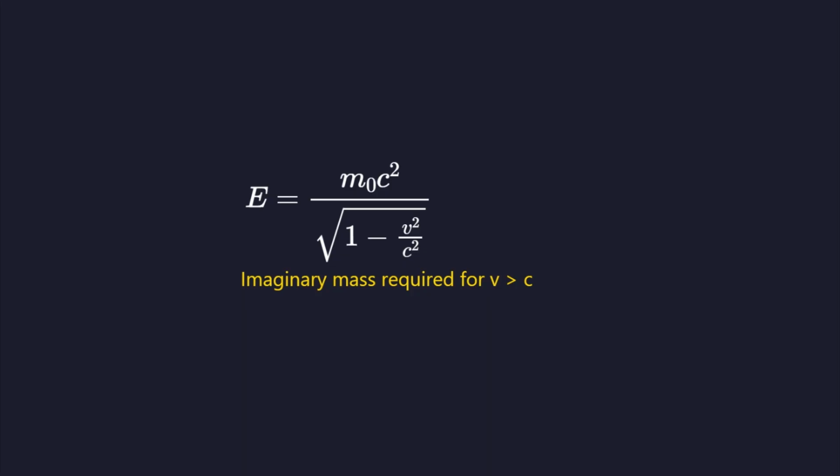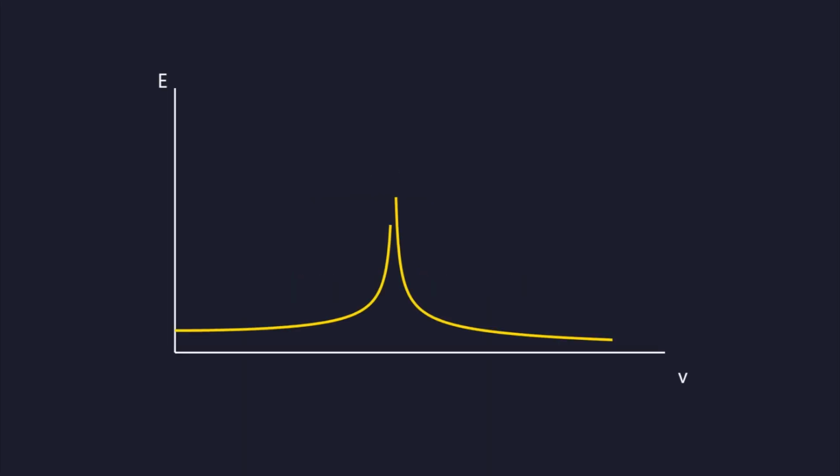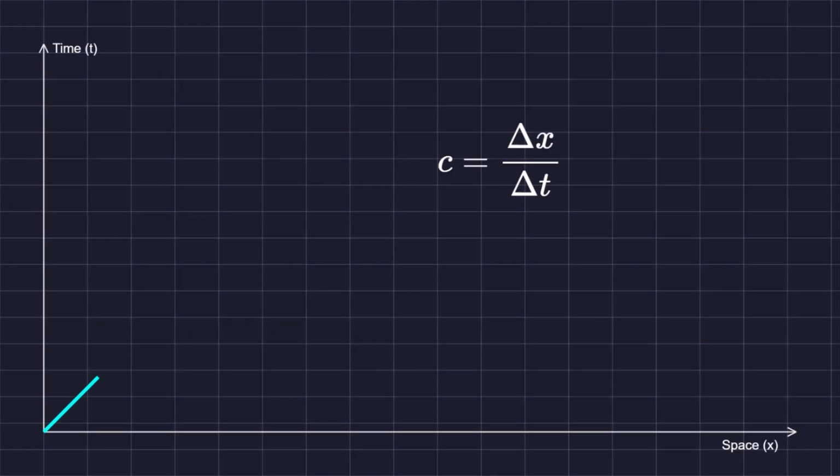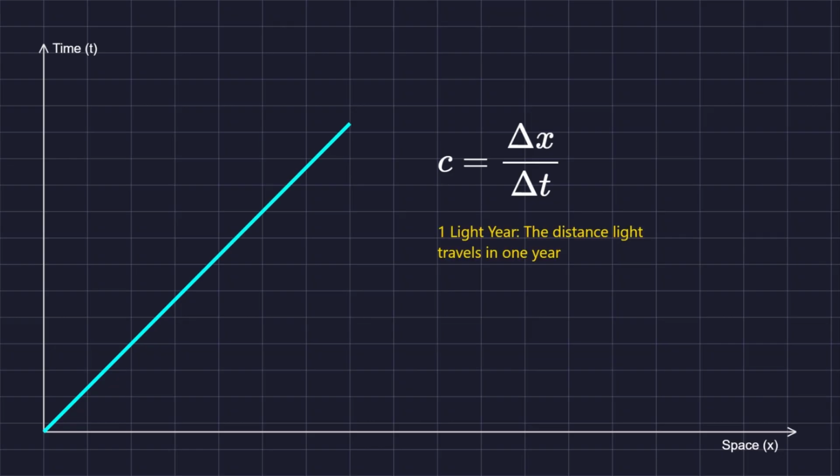Tachyons are theoretical particles that would always travel faster than light. To exist, they would need imaginary mass and would reach the asymptote from the opposite side, requiring infinite energy to slow down to the speed of light.